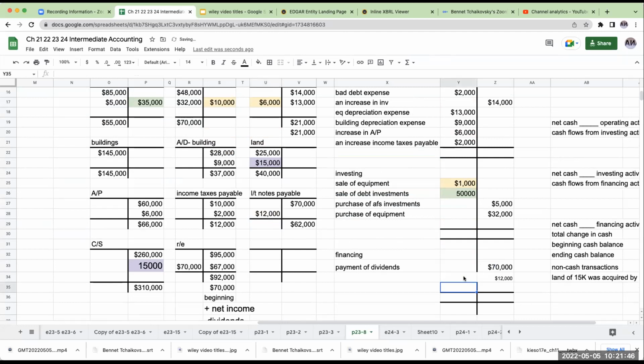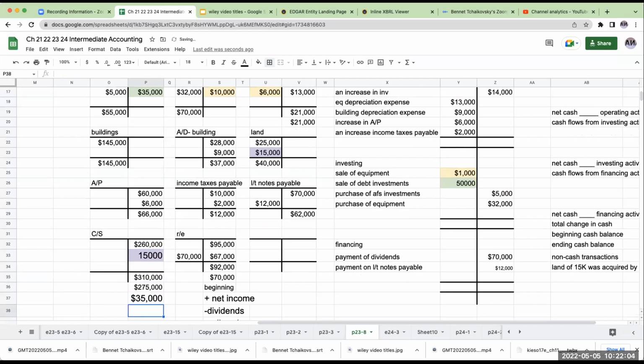So we're going to call this over here a payment on long-term notes payable of 12,000. For my common stock, right, I've got 260 plus 15. The difference between these over here is 35,000. I'm going to say over here, issuance of common stock. Okay, and this is going to be over here for 35,000.